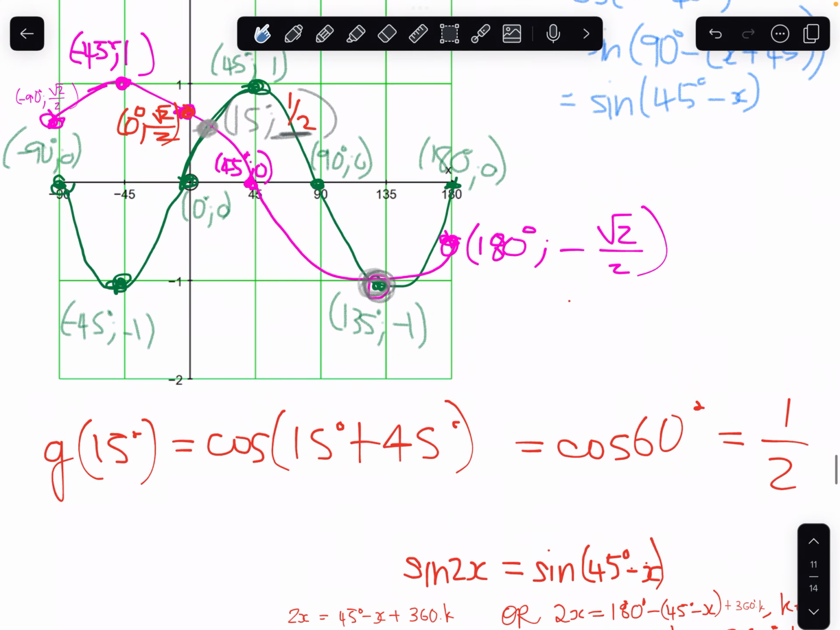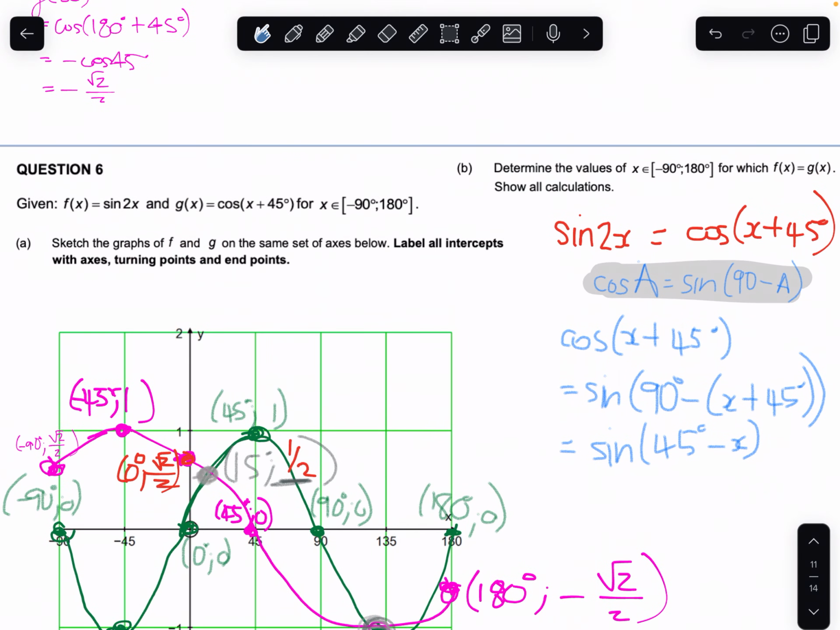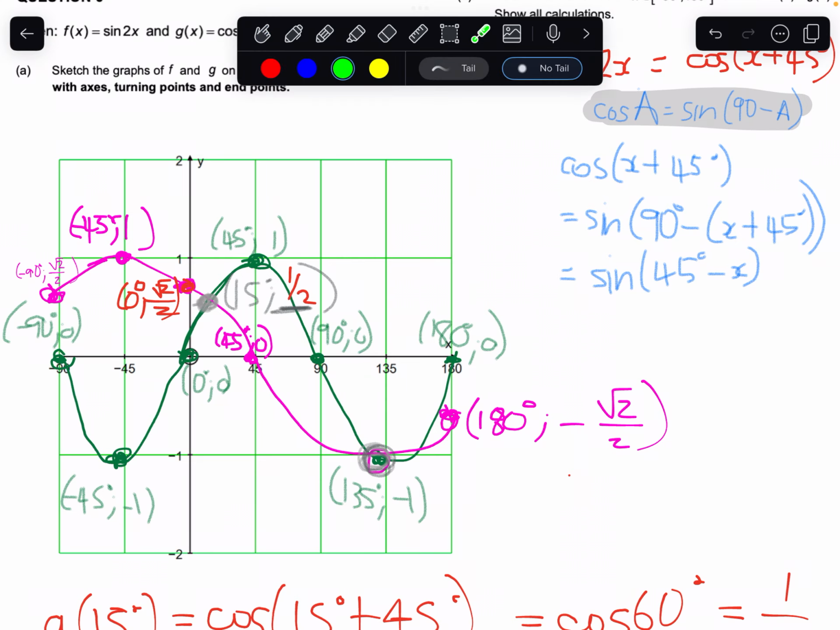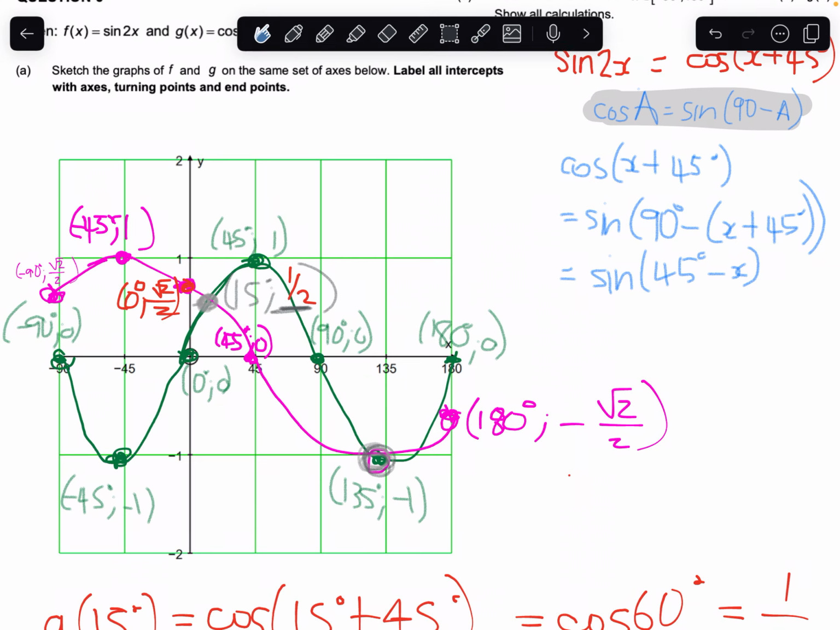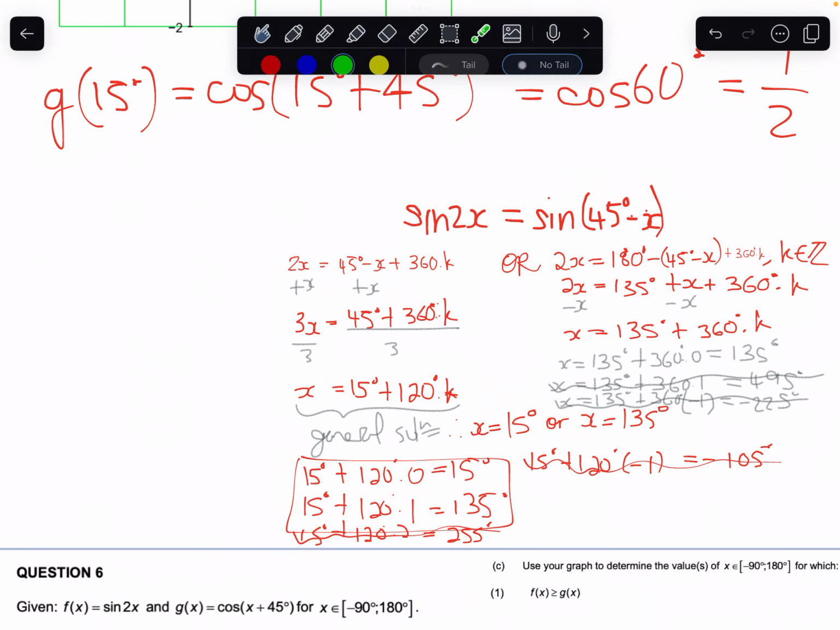Right, so we now know that, original question, determine the values of x for which f of x is equal to g of x. So we don't even need this value. Anyway, so the values where they are equal are then just these two. It's x is equal to 15 or x is equal to 135 degrees. Right. What does the memo have to say?